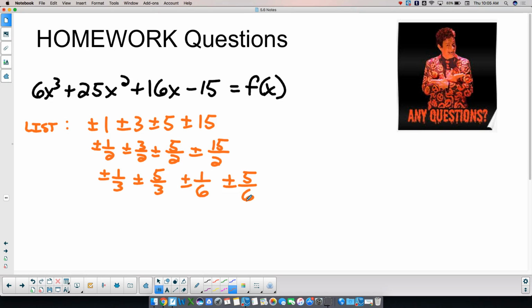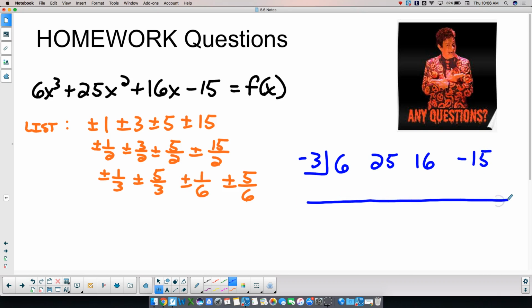So then you just have to start trying. I'm going to start trying with -3: 6, 25, 16, -15. Now the reason that I started with -3 was because I used the shortcut. And I'll teach you the shortcut in about 3 minutes.